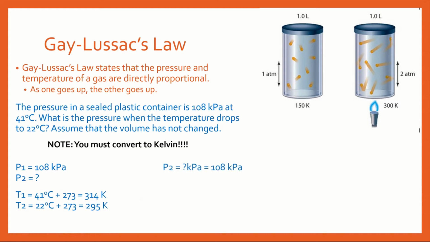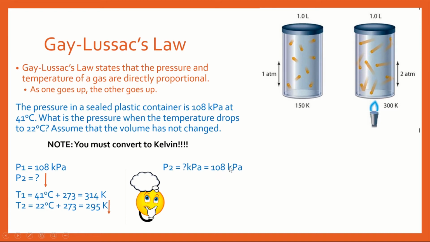Again, I want to think this through. I'm looking for my second pressure. I'm starting with 108 kilopascals. Here's me thinking, from T1 to T2, my temperature went down, so I'm also going to expect my pressure to go down. Again, how is that going to be possible? Do I want the big number on top or do I want the little number on top?